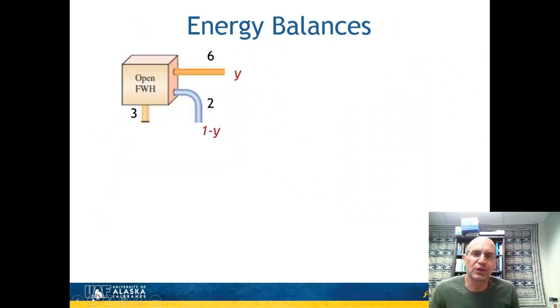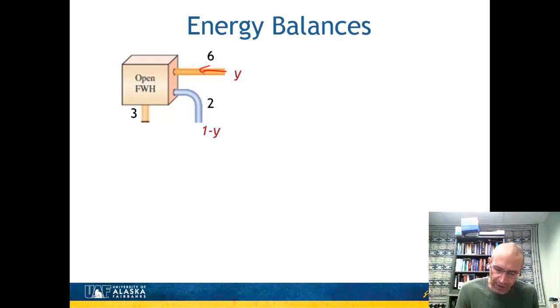Now there's a couple other things we have to do before we can solve problems. We have all these extra states, which means we're going to have some extra energy balances. And so let's go through what the energy balances would look like. We'll start off with the open feed water heater. So here's the open feed water heater. I have an inlet there, and an inlet there, and an outlet there. I'm sticking with the numbering that was on the previous diagram.